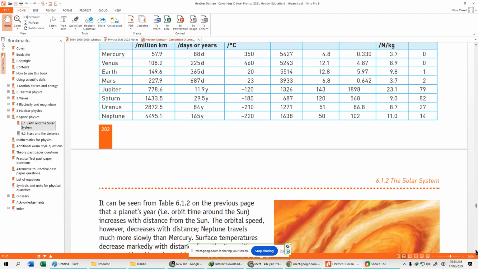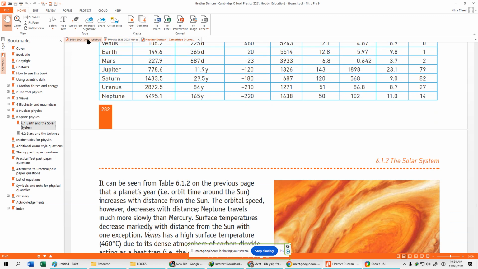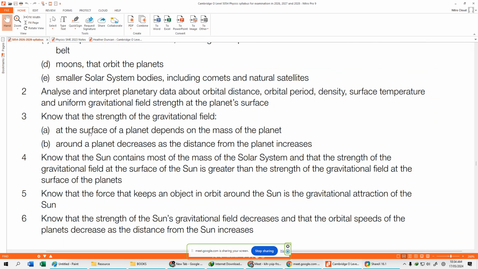Okay, if we go down this path and eventually go back to the syllabus, we are at number 2: analyze and interpret planetary data about orbital distance, orbital period, density, surface temperature, and uniform gravitational field strength at the planet's surface. So they have specifically said these variables, and we have also seen those variables. The Hodder book also has some additional data, for example the total mass, and the average distance from the sun, the orbital distance we need. They have given additional columns like total mass and number of moons.